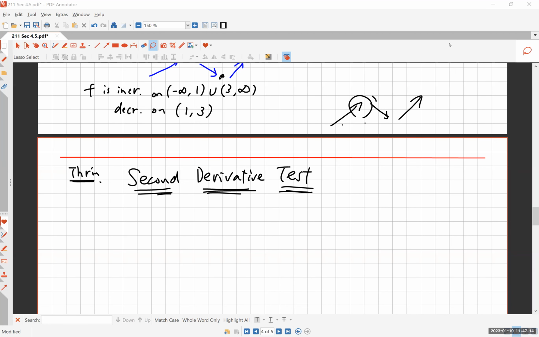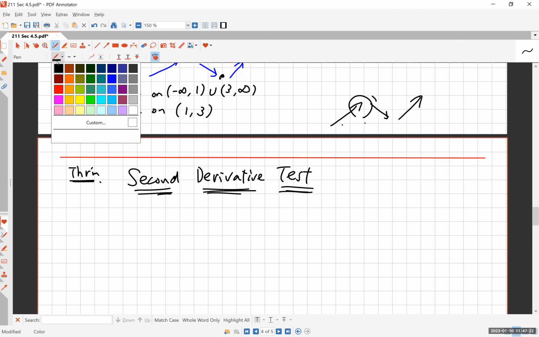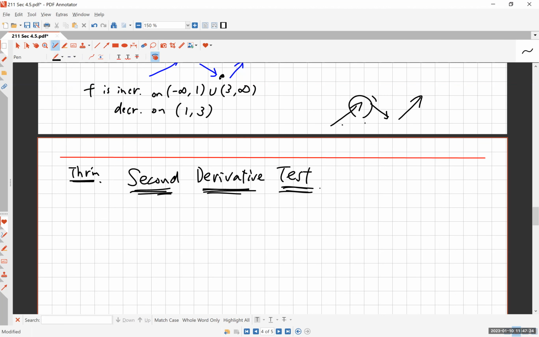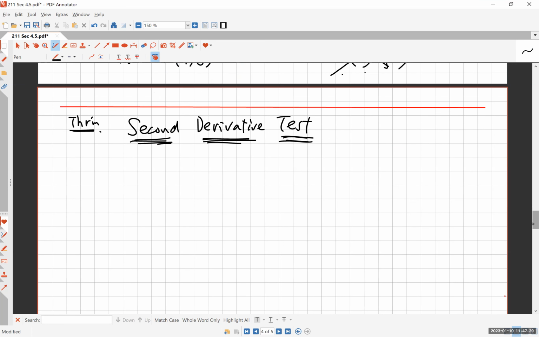So the last theorem that we have in section 4.5 is related to the first derivative test, but it's called the second derivative test. Right? Not surprisingly, this test is going to use the, what do you think? The second derivative of a function, all right? And it is also to help you find these local extrema. So let me go ahead and write this down.